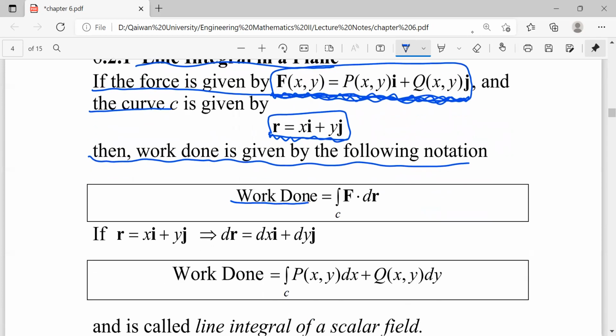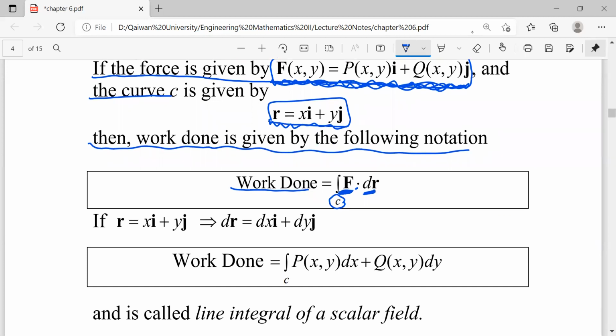The work done is the integration over the curve C of F, which is the force, dot dr. Here, we should find the derivative for r, then find the dot product of dr with the force, then find its integration. If r is x i plus y j, dr is the derivative for each component. We have two components, i and j. For the first component it is dx, because the derivative of x is dx, and the derivative of y is dy. So dr is dx i plus dy j.